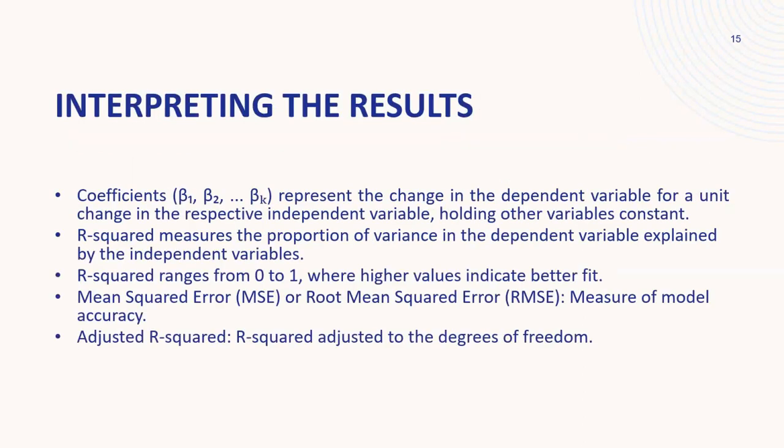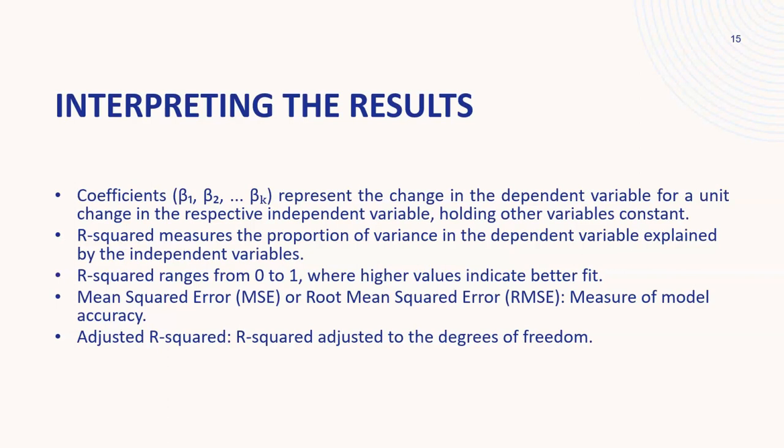Now the different results that hold some importance for our model are, first, the coefficients. Coefficients, that is beta 1, beta 2, beta 3, or beta k, are the coefficients of our independent variables. This represents the change in our dependent variable for a unit change in the respective independent variable, holding other variables constant.